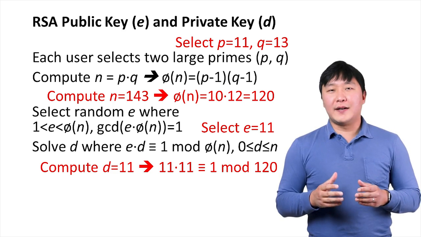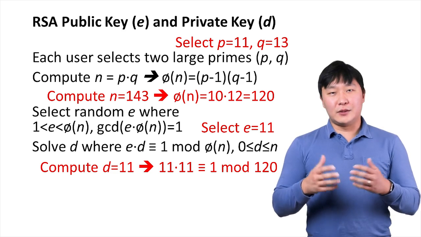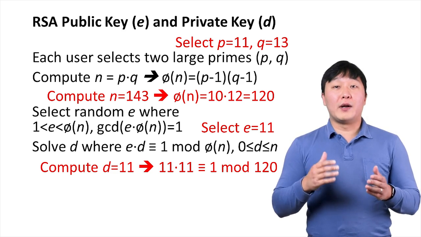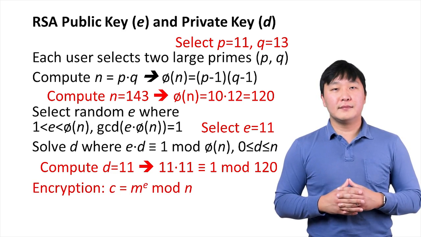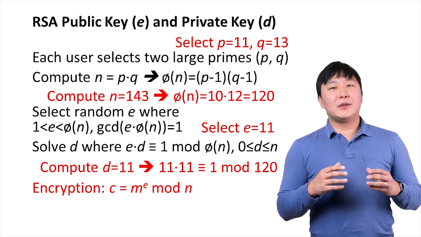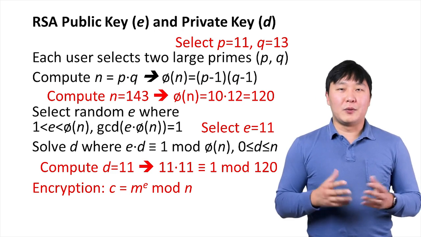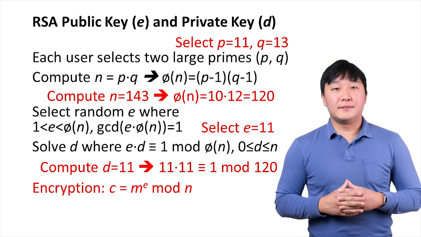We can also verify this by multiplying e and d, which is 11 times 11, which is equal to 121. And 121 mod 120 is equal to 1. Now that we know the public key and the private key, which coincidentally turned out to be both 11, let's compute the encryption and the decryption.